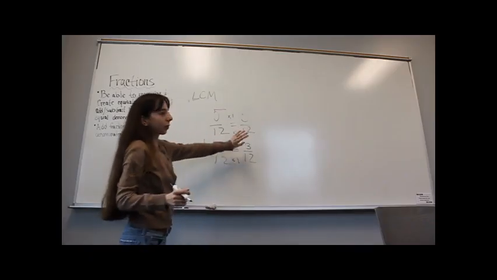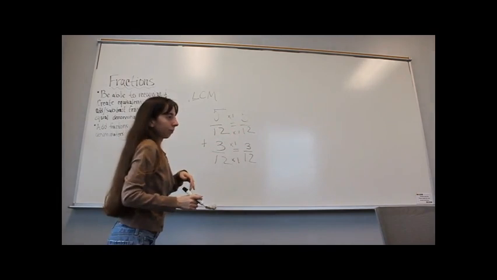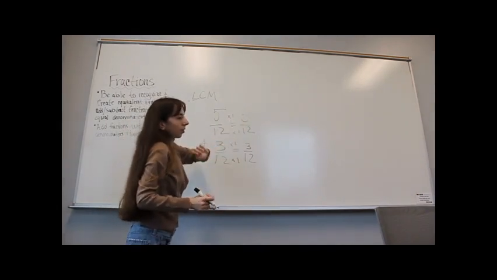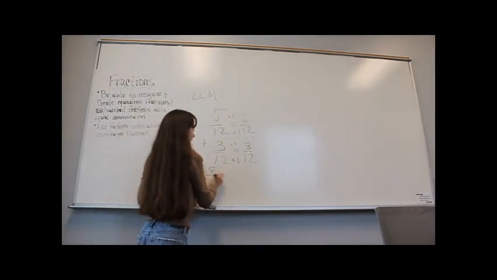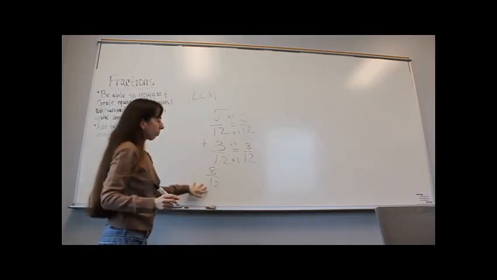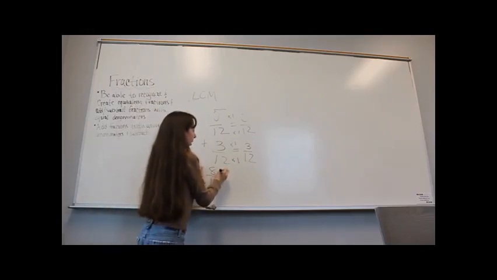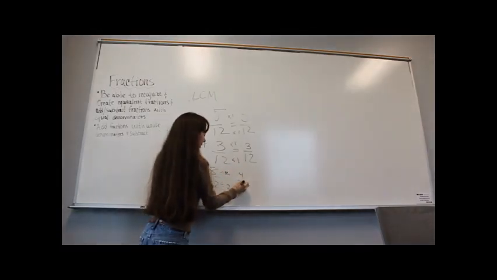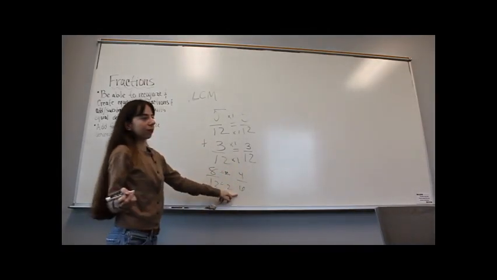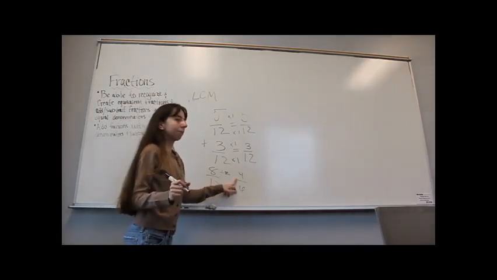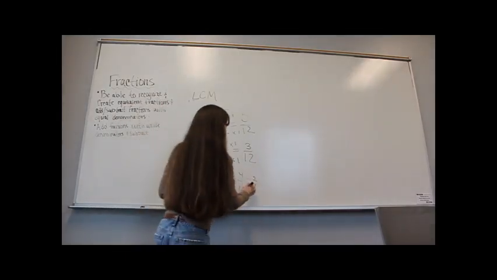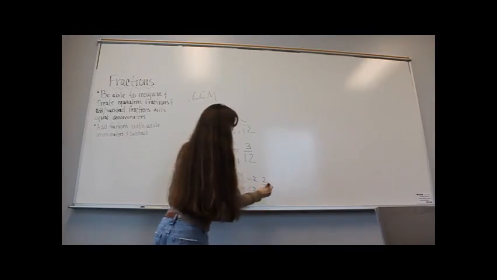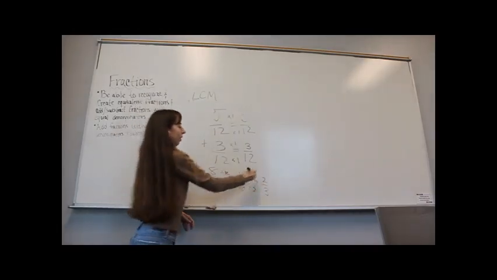So can anyone guess what we do here? Add. So we add what numbers? 5 and 3. Yeah. So you get 8/12. And we always want to make sure we simplify. So we can divide 8 by 2. 2 works, yeah. So can we simplify this further? Yes. How? By 2. Okay, can we simplify this further? No. So that's our final answer.